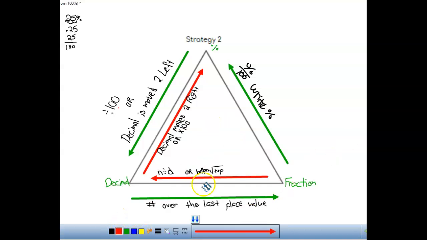All right, and last way, we have a percent and we're going to a fraction. This is the hardest one for me to write on, okay? Percent to fraction. You just put that percent number over 100 and then reduce it.